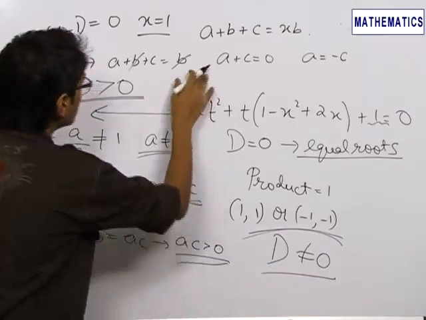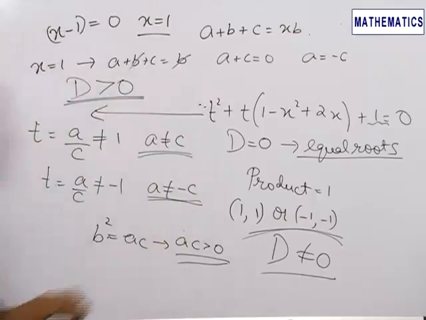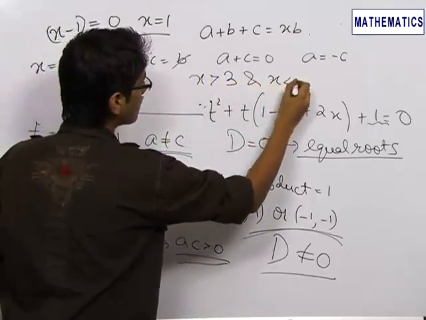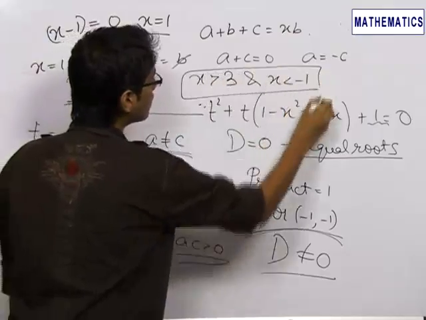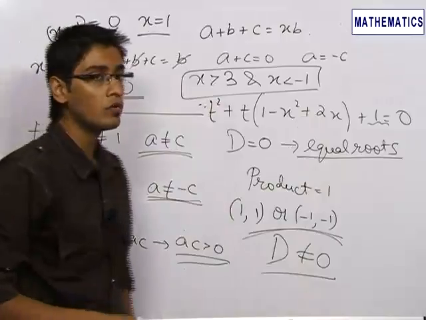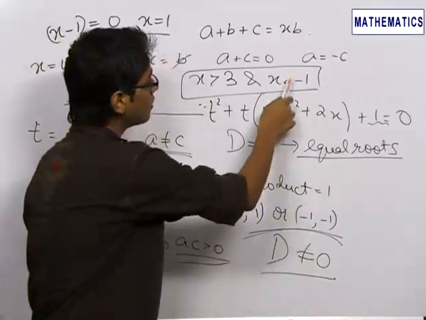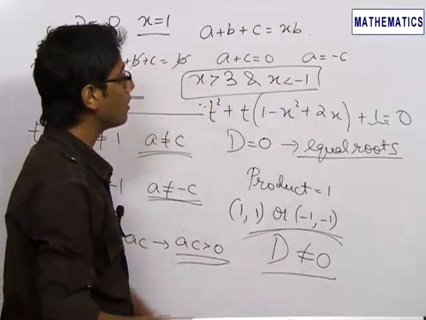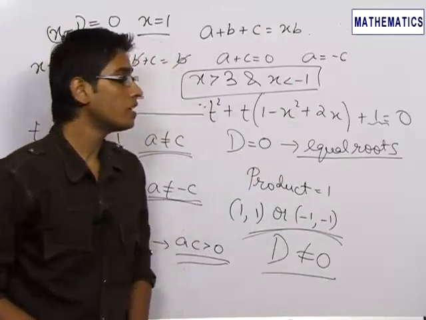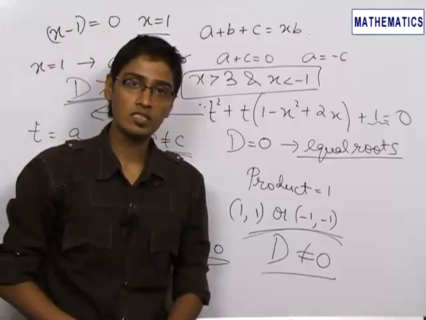Hence x has to be strictly greater than 3 or strictly less than -1. So the results which we got earlier were x greater than or equal to 3, so removing the equality sign, and x less than or equal to -1, removing the equality sign from this as well, we get the final answer as x greater than 3 or x less than -1, which is our final result.